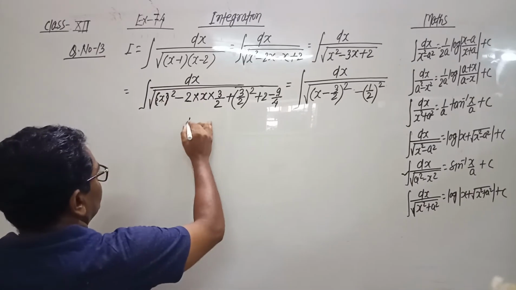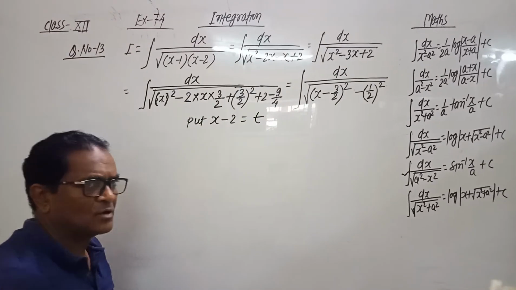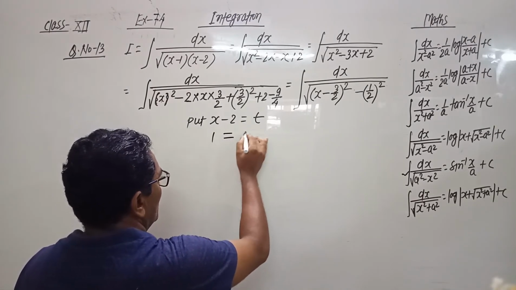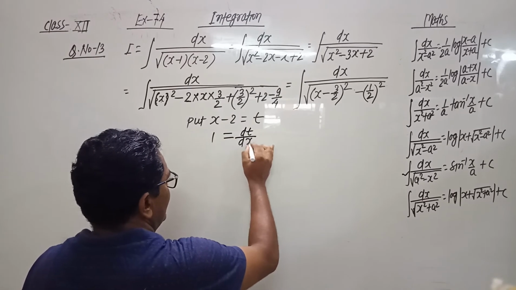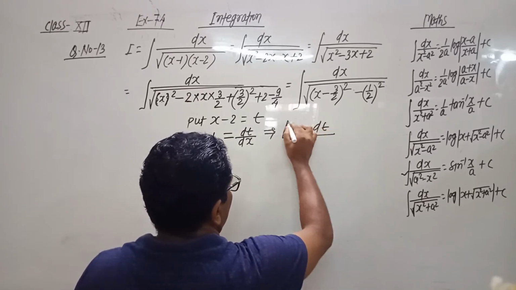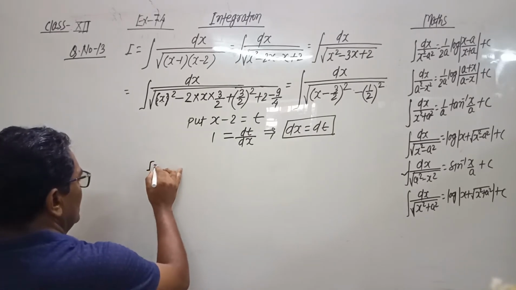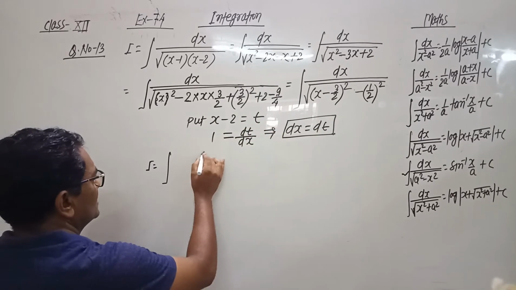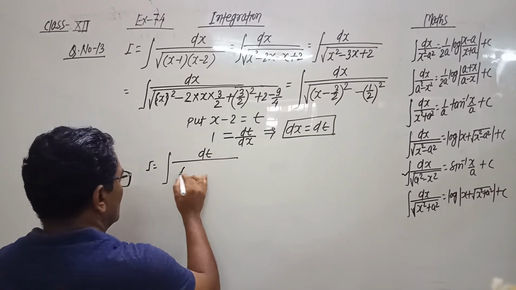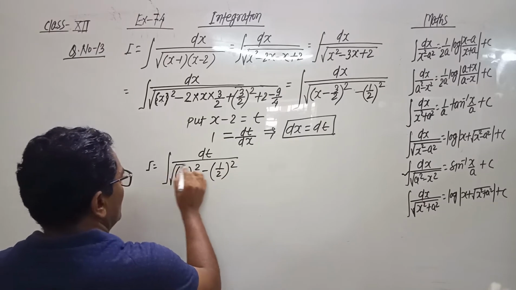Now we will put x minus 3 by 2 equals t and differentiate both sides with respect to x. So differentiation of x is 1, differentiation of 3 by 2 is 0, and differentiation of t is dt by dx. By cross multiplication we get dx equals dt. Now I equals integration, in place of dx we put dt upon, and in place of x minus 3 by 2 we have taken t. So it becomes t the whole square minus 1 by 2 the whole square, in square root.